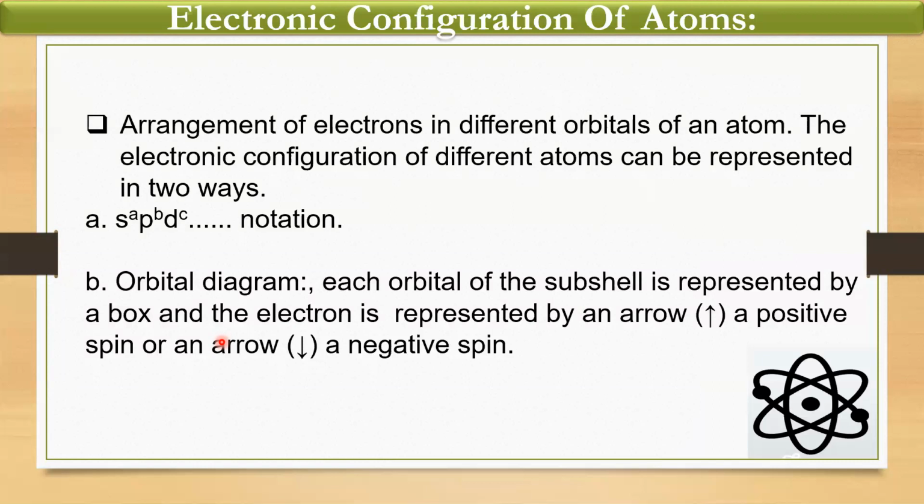Now, each orbital of the subshell is represented by a box and the electron is represented by an arrow, that is an upward arrow, a positive spin, or an arrow with a negative spin. This orbital diagram we will be learning in detail in chapter number 4, where we are going to learn about the molecular orbital theory with respect to the molecular orbital diagram.